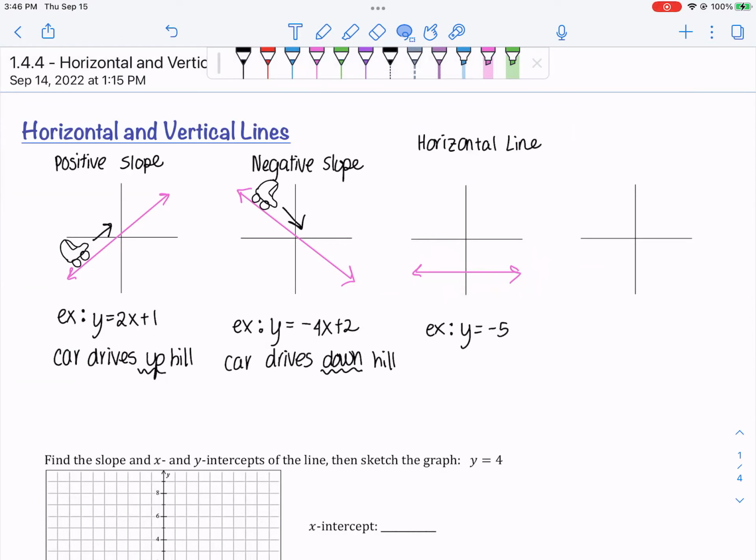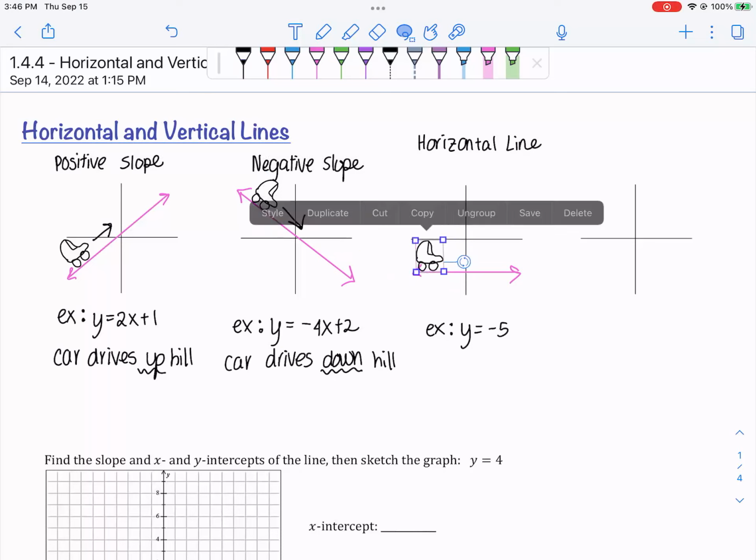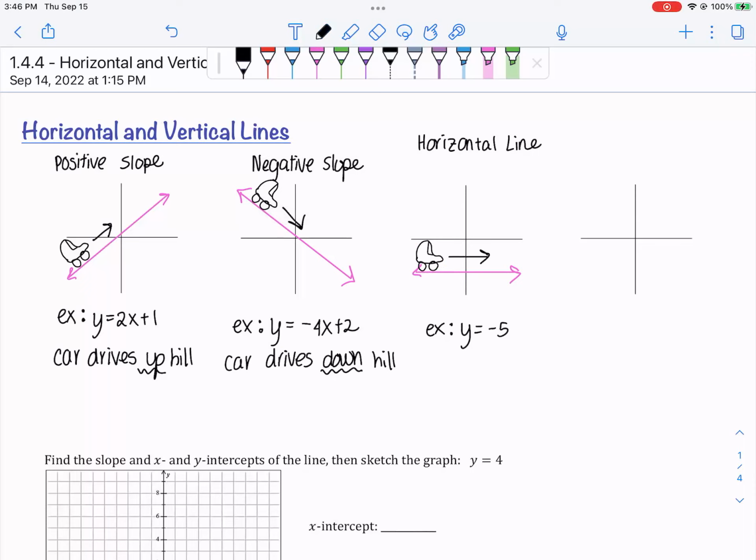Horizontal line. And we have our little car, right? Mr. Car, and he's still driving from the left to the right. And when he's driving from the left to the right, we have no problems. He's just not going up or downhill. And we say that his slope is 0. So this is slope 0.